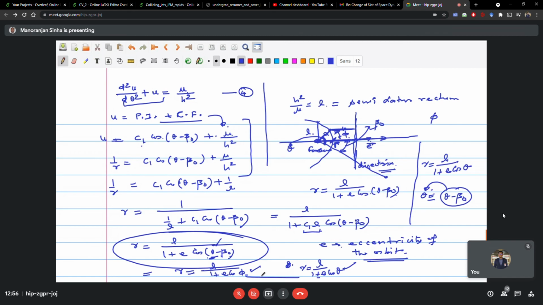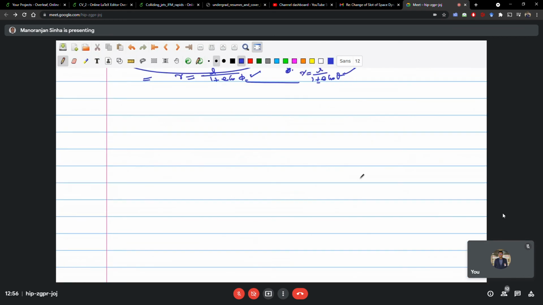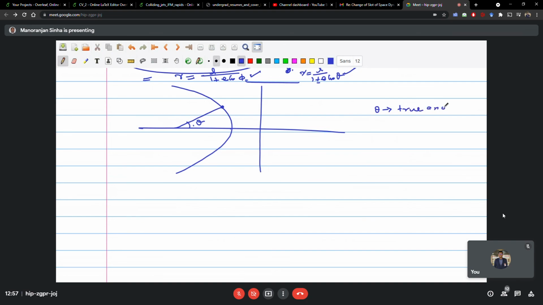So I wind up here. Let me go to the next page. This angle, if I indicate it as theta, is called the true anomaly. And then I will have to refer to this as the arbitrary reference, from where it's being measured, and this becomes your beta 0.